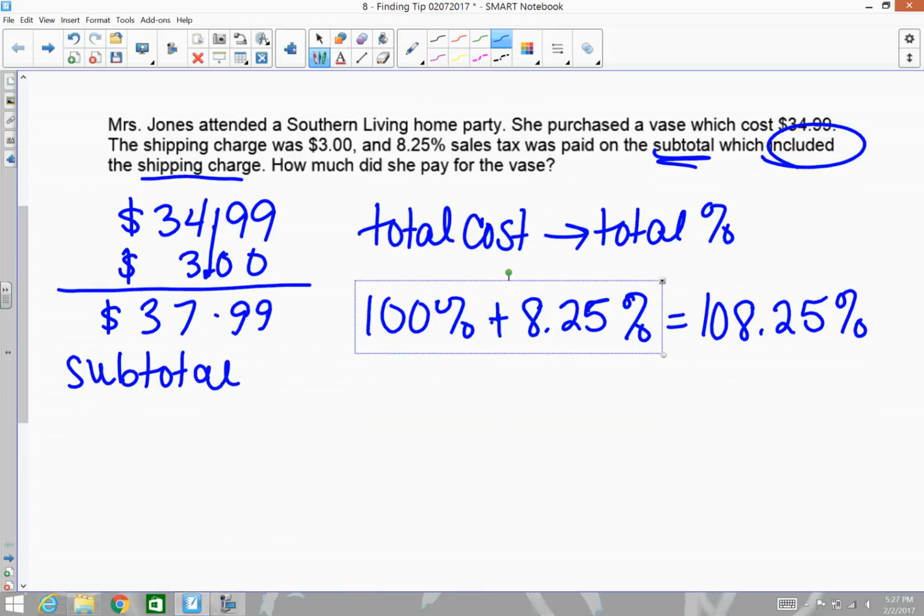Now that we have our total percent, we should change it to a decimal so that it can be used in our equation. You remember, the way we do that is we take our percent, divide by 100, and we should get 1.0825.